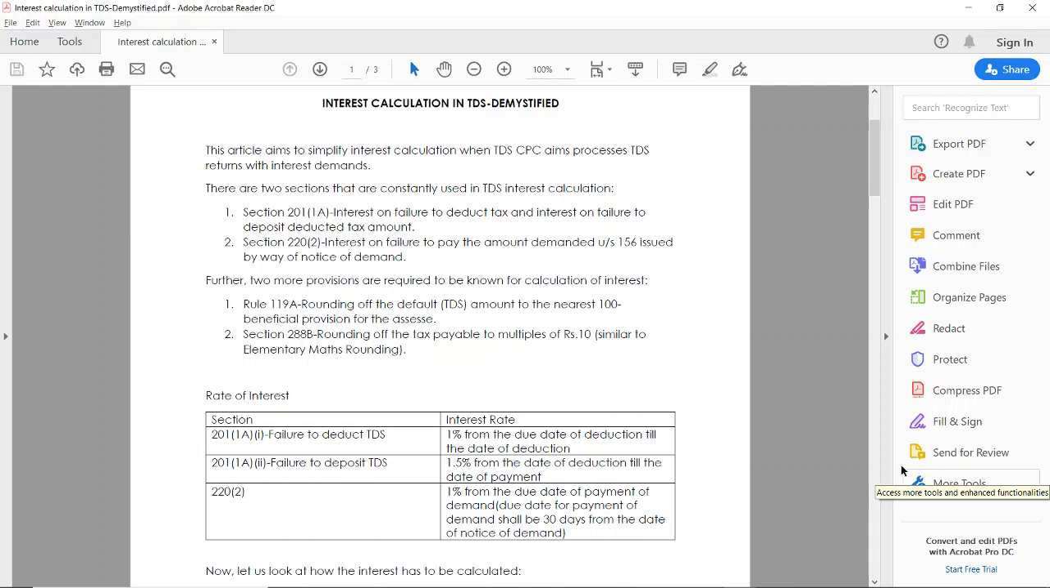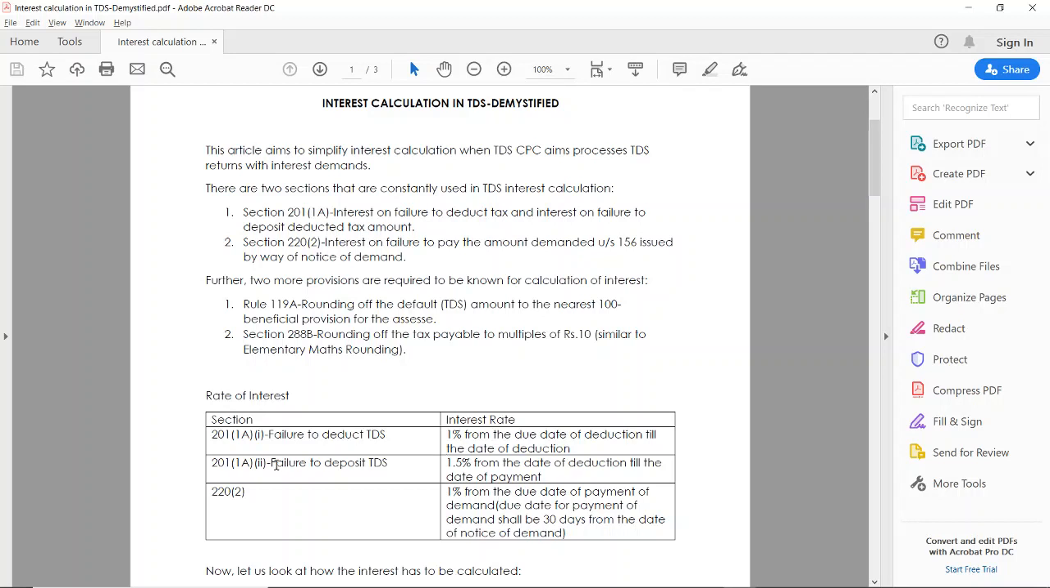The first section, 201(1A)(i), deals with the failure to deduct TDS on time. The TDS sections specify when TDS has to be deducted. Generally, it is the payment or credit, whichever is earlier. If that criterion is violated, 1% interest per month on the TDS amount that was due to be deducted will be applicable from the due date of deduction till the date of deduction.